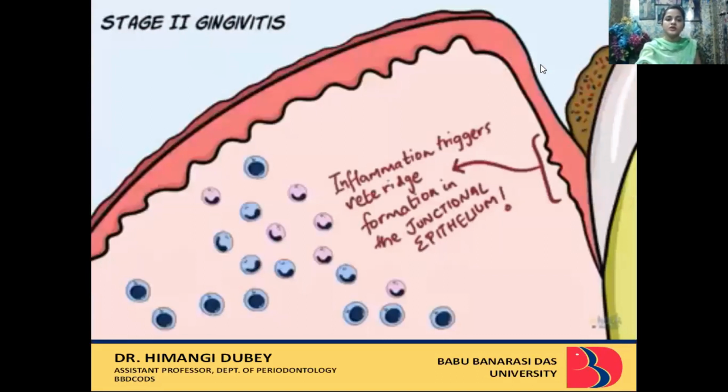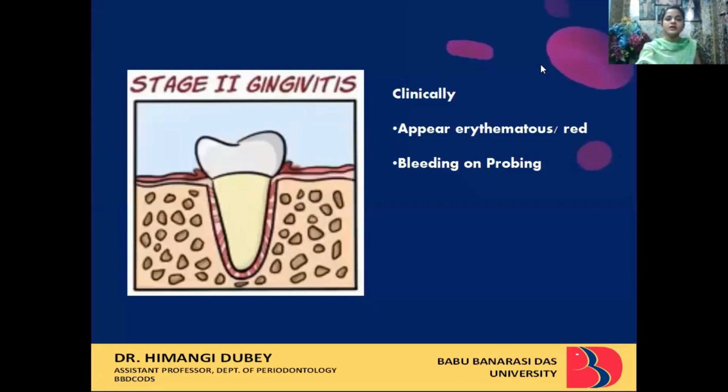Also, the inflammation may trigger proliferation of the junctional epithelium and start to show development of rete ridges. Clinically, the increased capillary density and vasodilation of capillaries in this stage are responsible for the erythema and bleeding on probing that may appear clinically.